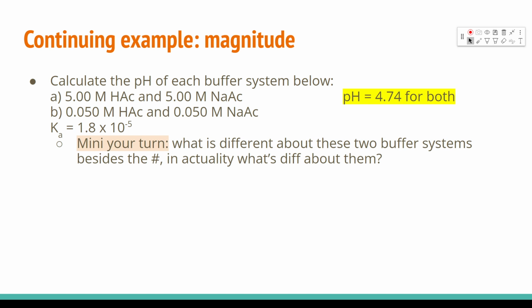What is different about these two buffer systems besides it's 5 versus 0.05? Think in terms of reality, if I had both of these in solution, what is different about them? Think about it real quick.